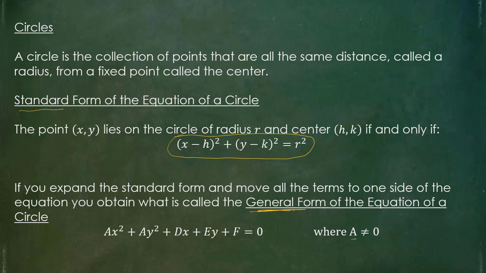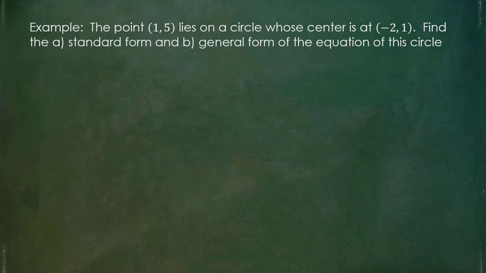It is important to note that the coefficient a, which is in front of your two squared terms, cannot equal 0, because if it did equal 0, then I would essentially just have a line. So for an equation of a circle, there always does have to be both an x quantity squared term as well as a y quantity squared term. So let's try an example.